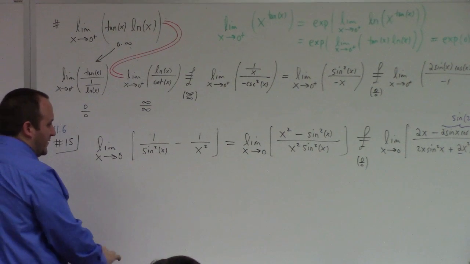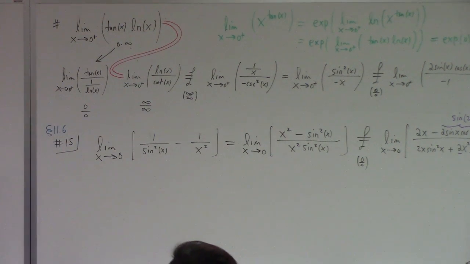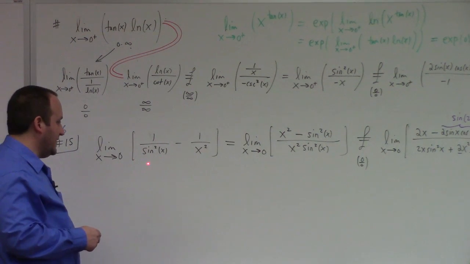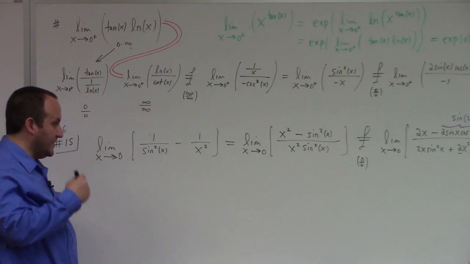We'll also do some 11.5 problems today, okay? Anyway, 11.5 and 11.6 are both more or less on L'Hopital's rule and limits at infinity and such. So here's a problem: the limit as x goes to 0 of 1 over sine squared x minus 1 over x squared.